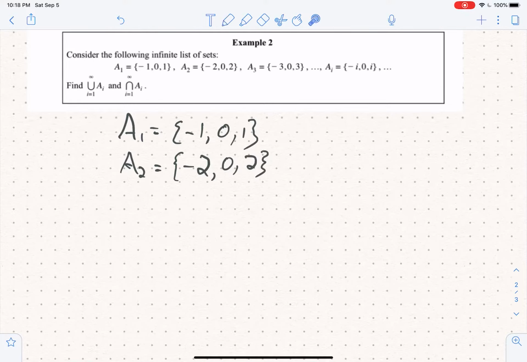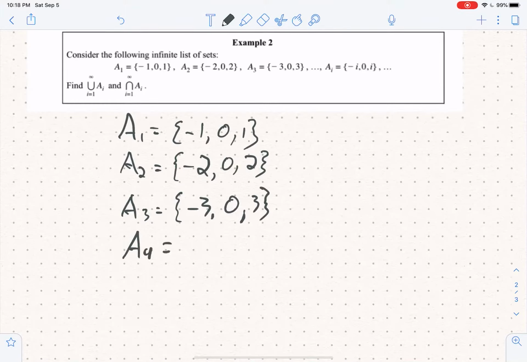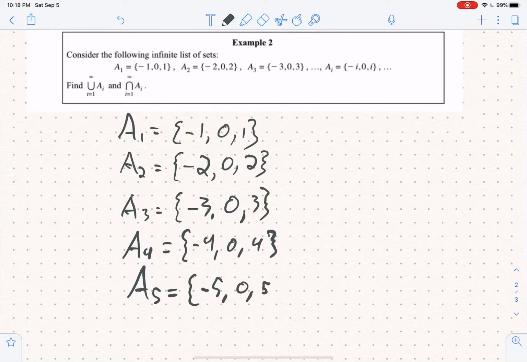Notice that the size, or the cardinality, of A1 is 3. It has 3 elements. And the cardinality of A2 is also 3. A3 is a set that contains -3, 0, and 3. A4 is a set, of course, this just says ... but that ... notation, as I've said, is the worst notation ever because it means the pattern continues. So let's continue this pattern and make sure that we've got it. A4 is the set containing -4, 0, and 4. A5 is the set containing -5, 0, and 5.